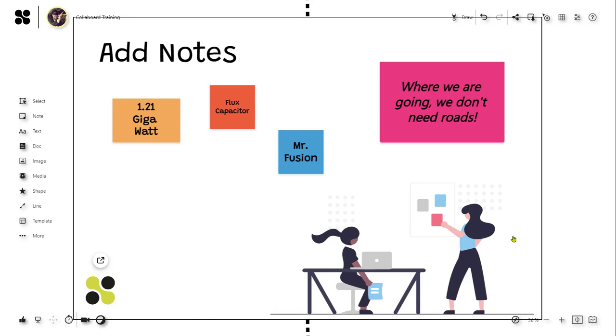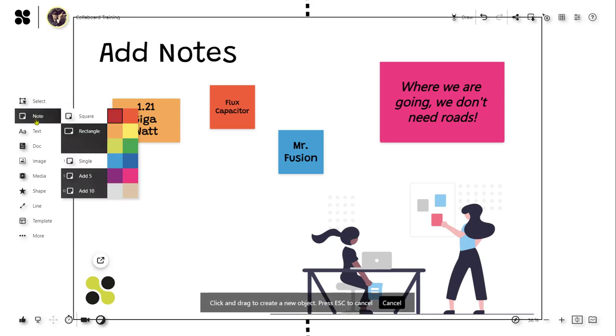And one of the standard use cases in Collaboard is brainstorming, meaning adding ideas and thoughts by adding notes. Let's have a short look at how we add notes in Collaboard. To do that, we click here on the menu on Note. Now we can select if we would like to have a square or a rectangle. We can choose the color if we like, and we can decide if we want to add just one note, 5 or 10. Now in our case, let's add one note, in green, so we do that.